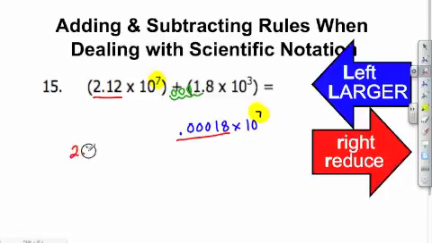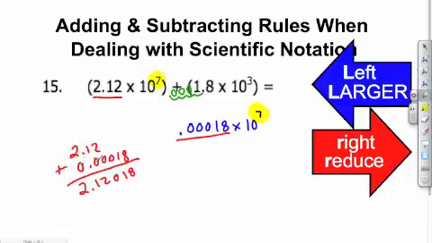And so 2.12 plus 0.00018. When I add that together, I get a number of 2.12018. Remember that when I'm adding or subtracting, my answer needs to have the same number of places after the decimal as the value in my calculation that had the fewest. So if you look here, between 2.12 and 0.00018, 2.12 has the fewest places after the decimal. And so my answer needs to have that same amount as well.